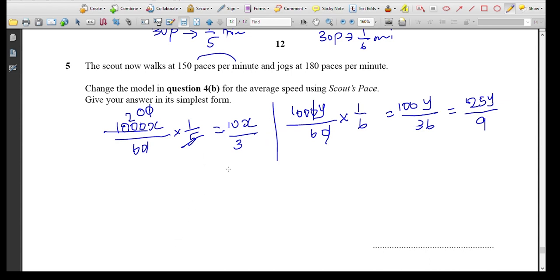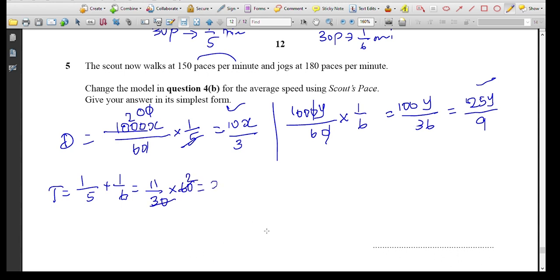And I need to calculate what the total time is also. Just now I have calculated what the distance is. Distance is speed into time. Speed is 1000x by 60 into the time 1 by 5, and here 1 by 6. So I have got the new individual distances. I am going to find the average speed so that I can add the two distances. And then for the time, what I have to do is calculate the timing. For the first part it is 1 by 5. For the second part it is 1 by 6. So 6 plus 5 is 11, 11 divided by 30 is the time, and I have to multiply this by 60 to convert into seconds. So I'm simply getting 22 seconds.